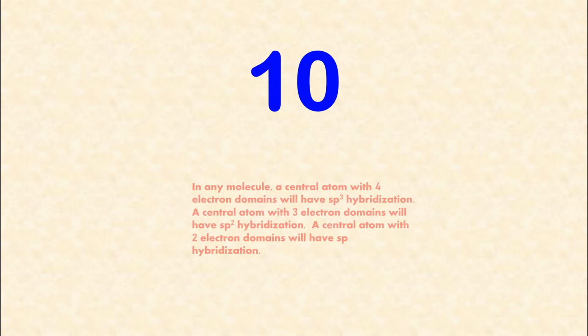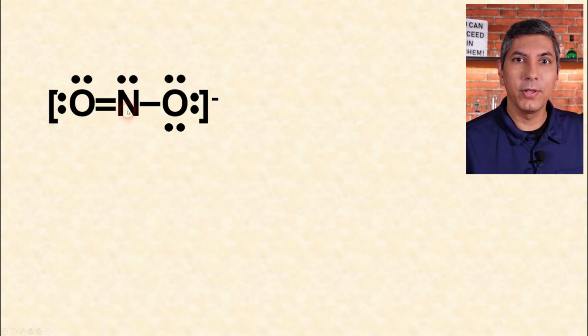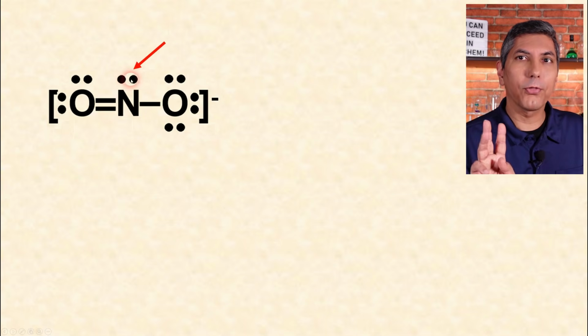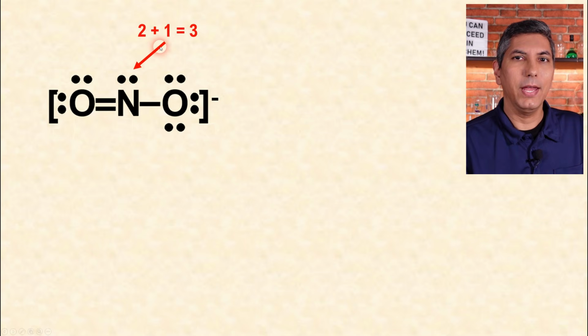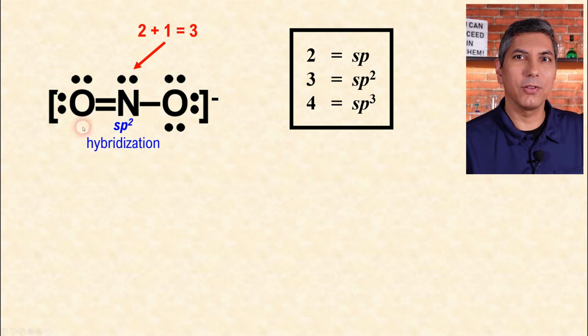Number 10. In any molecule, a central atom with 4 electron domains will have sp3 hybridization. A central atom with 3 electron domains will have sp2 hybridization. A central atom with 2 electron domains will have sp hybridization. To determine the hybridization of the central nitrogen atom in this structure, notice that the nitrogen atom touches 2 other atoms with 1 lone pair, so it has a total of 3 electron domains. Any central atom with 3 electron domains has an sp2 hybridization.